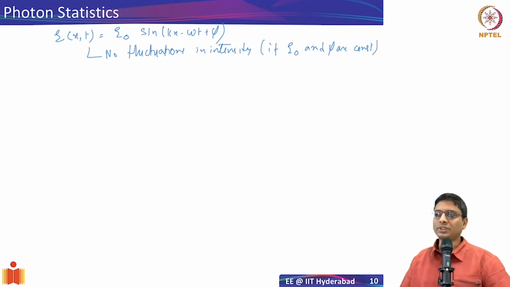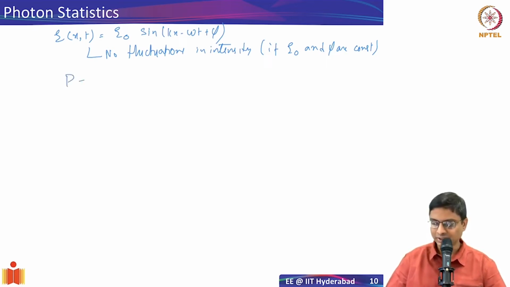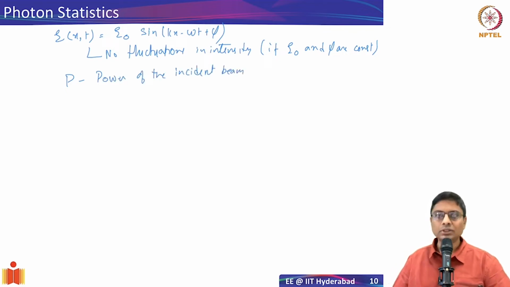When you have no fluctuations, this is true, right? If you take such a beam, and let's say that beam has a power, P, which is the power of the incident beam, what is the number of photons? We have done this just before. So the photon flux is going to be simply power divided by h nu.